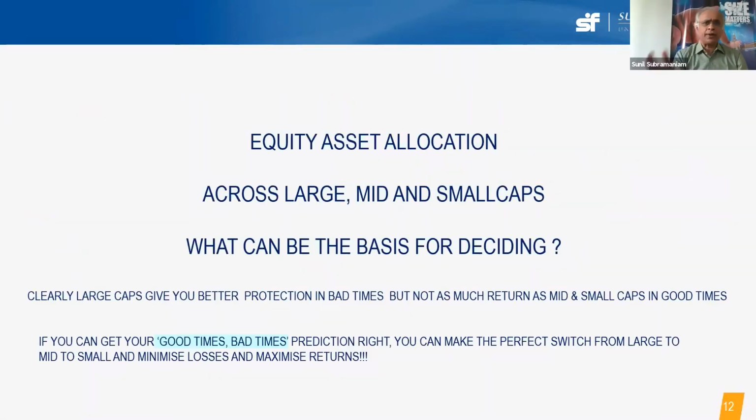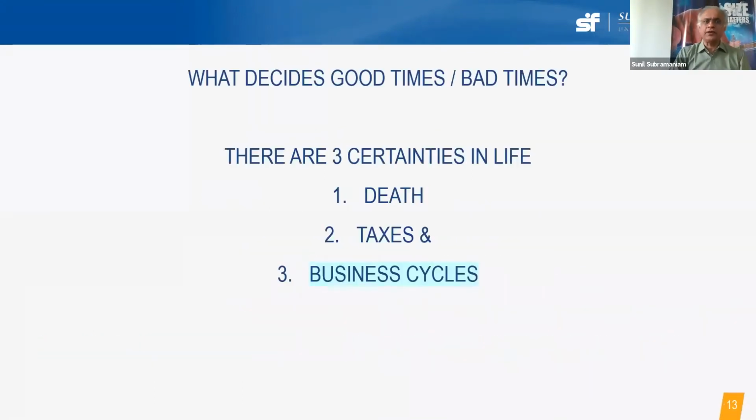So now we come back to our question: large, mid, and small. What are the basis for deciding? As I just repeated, what you need to do is try and get your good times, bad times prediction right. Then you can make the perfect switch from large, mid to small, minimize your losses, maximize your returns. With that in mind, what decides good times and bad times?